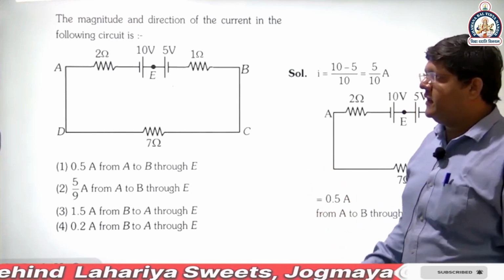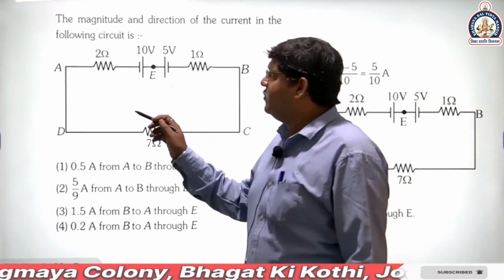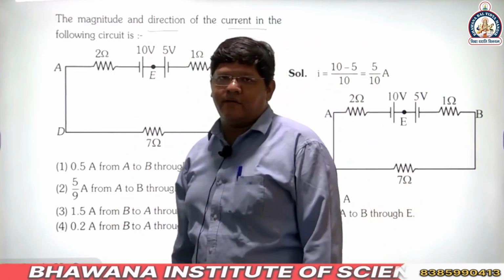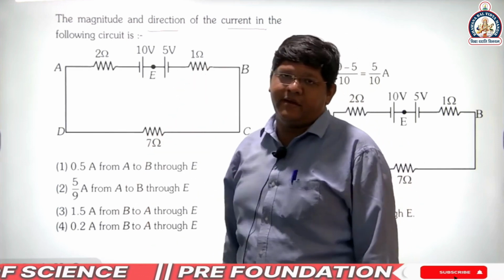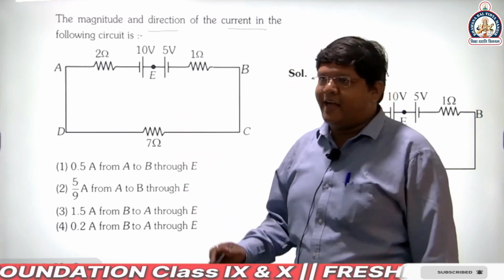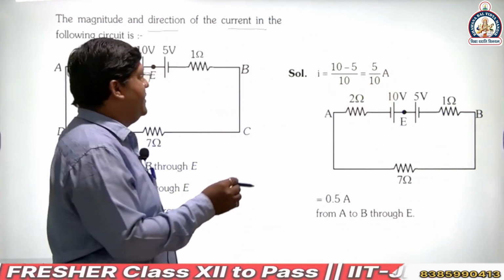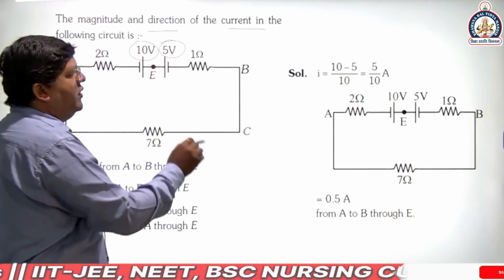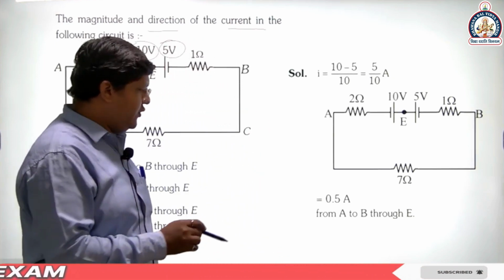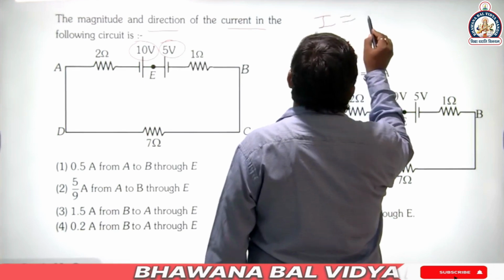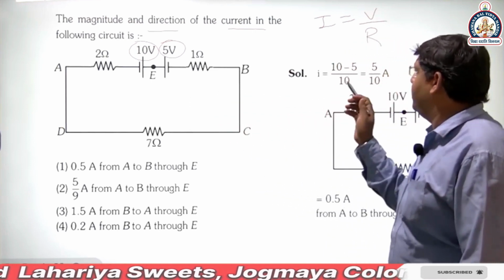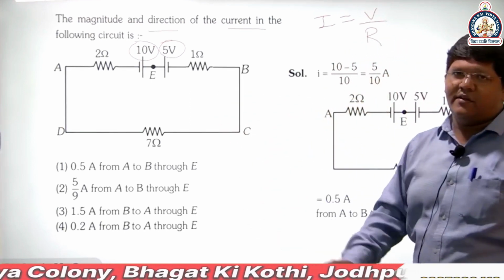The next question is related to current and voltage. The question asks for the magnitude and the direction of current in the following circuit. We are given a circuit having some energy sources and some dropping elements. As we all know, there are two voltage sources, the first is 10 volt and the other is 5 volt, and current always flows from higher potential to lower potential. According to Ohm's law, current is equal to voltage upon resistance, and the voltage acting will be the difference of these two voltages. The difference will be 10 minus 5 upon the total resistance of the circuit.